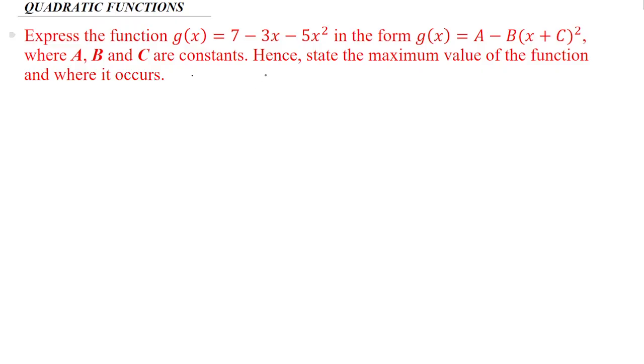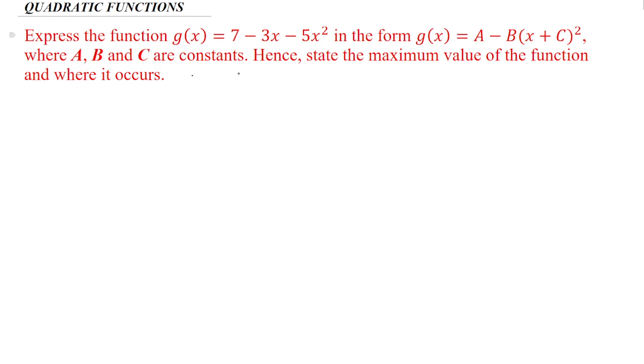Today's question is on quadratic function. Express the function g of x equals 7 minus 3x minus 5x squared in the form g of x equals a minus b into brackets x plus c all squared, where a, b, and c are constants.